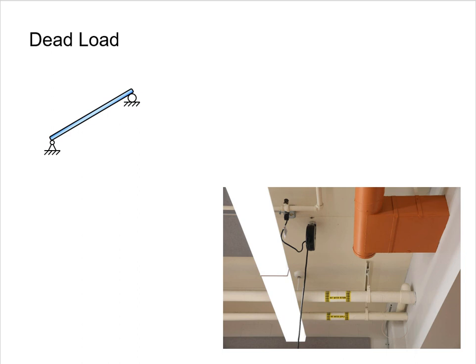Dead load acts downward because it is a gravity load, and it acts along the length of the member. Think about it. No matter what shape the member is, the self-weight acts along its full length. So idealized dead load looks like this.